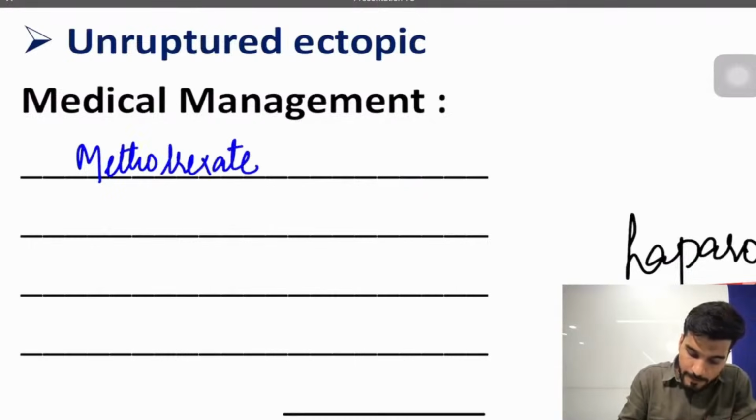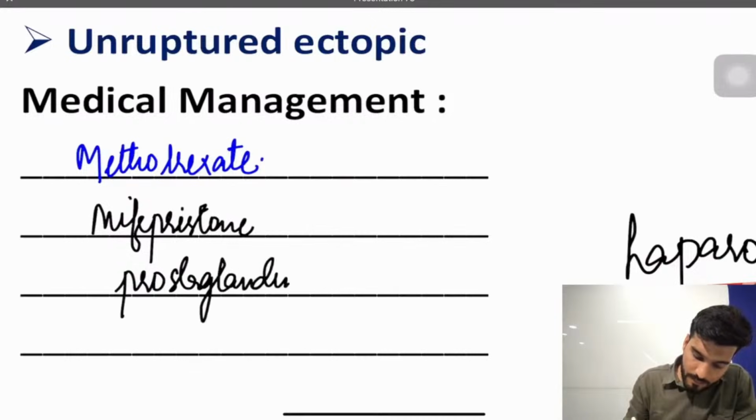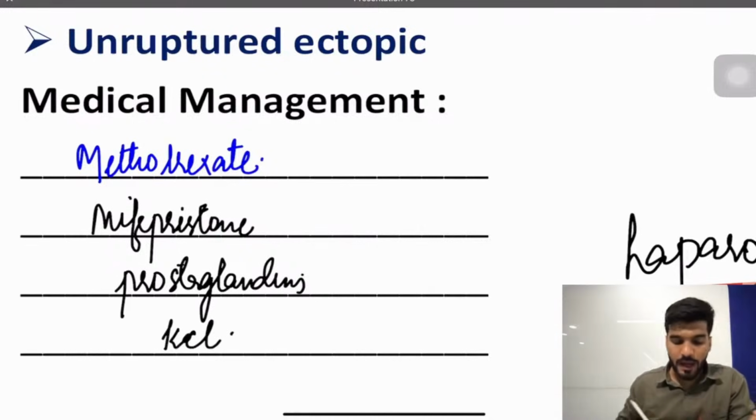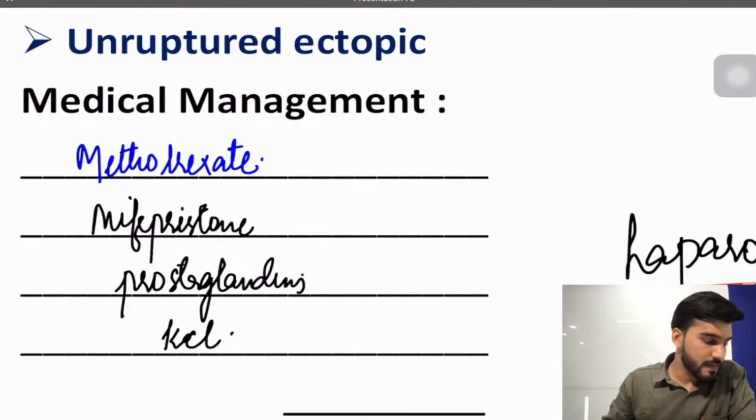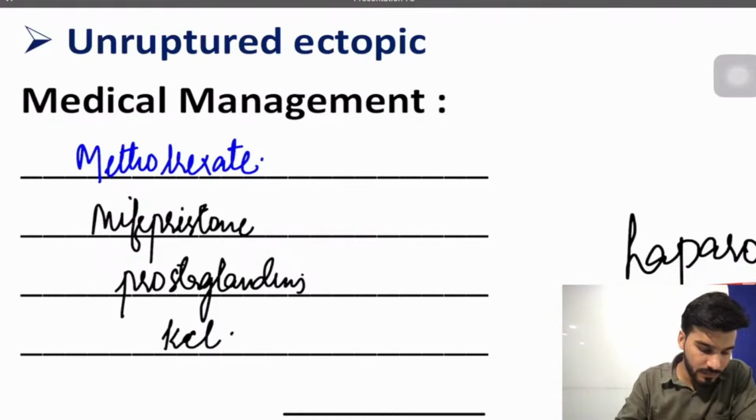Either we will give methotrexate, number one thing. Number second, we can give mifepristone, an antiprogestin. Third one, we can give prostaglandins. And fourth one, we can give KCl. We also give actinomycin. Is that clear? These are all the drugs given in an unruptured ectopic pregnancy. Is that clear to everyone?